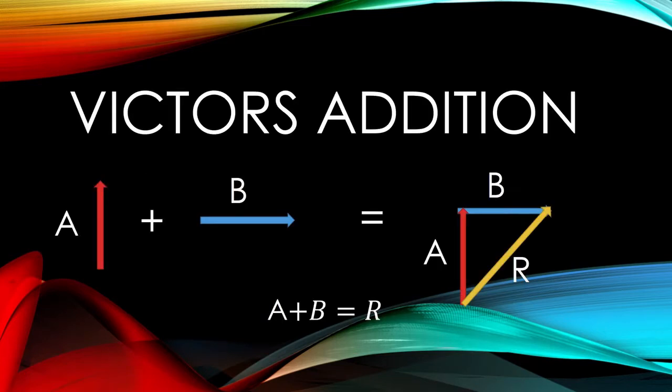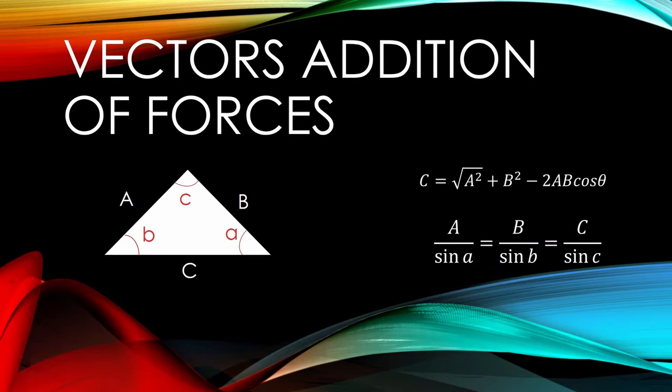Vector addition. Two vectors A and B can be added to form a resultant vector, R equals A plus B, by using the parallelogram law. If the two vectors are collinear, meaning both vectors have the same line of action, the resultant is formed by algebraic or scalar addition.